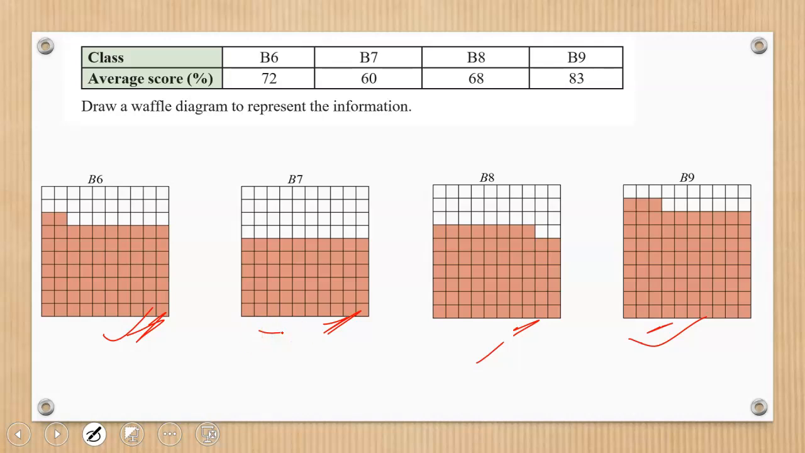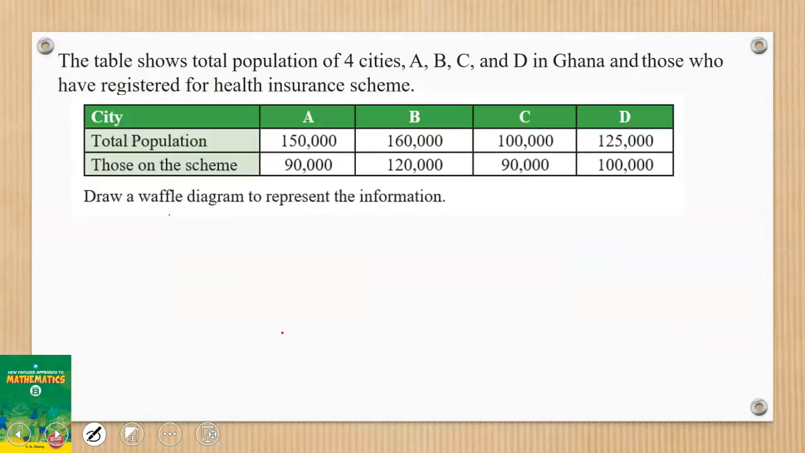Right. Let's take another example and see. This time I want a question where we have to calculate the percentage ourselves. For example, look at this question. The table shows the population of 4 cities, city A, city B, city C, and D in Ghana, and those who have registered for the health insurance scheme. So we have the first column representing city A. The total population is 150,000, that means 150,000 people are living in the city. And out of the 150,000, 90,000 of them have registered for the insurance scheme.